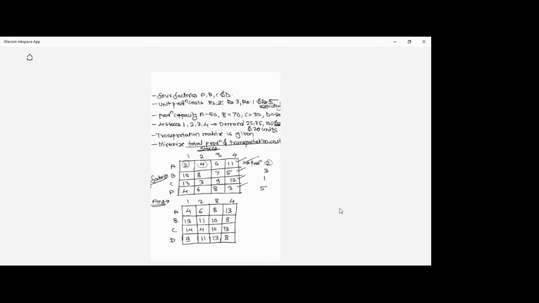So here we are framing this problem, so we are going to write the supply and demand as well. So what is the supply of these factories? It is 50, 70, 30 and 50 again, and the demand has been given as 25, 35, 105 and 20 here, right? So let's check whether it is a balanced transportation problem or not.